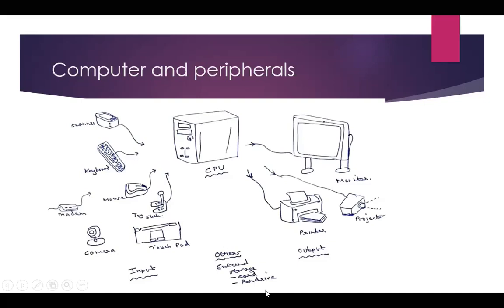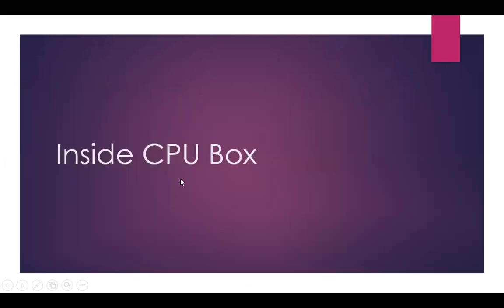Other devices which are there, like external storage, card and pen drive. So these are the peripherals of the computer system. So we will discuss each of these three components basically: input devices, central processing unit, and output devices. First, I'll talk about the central processing unit.